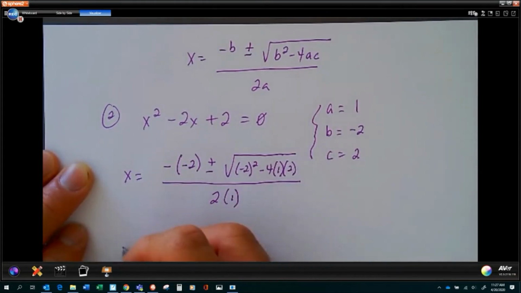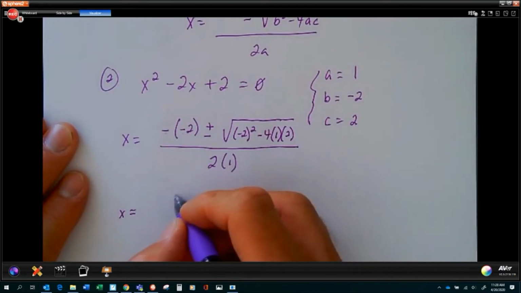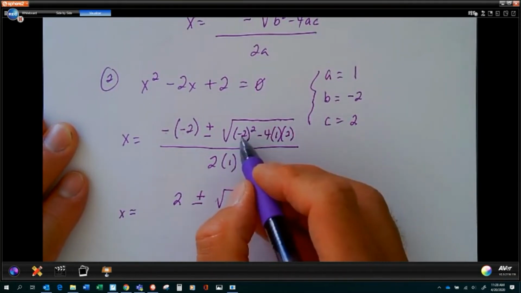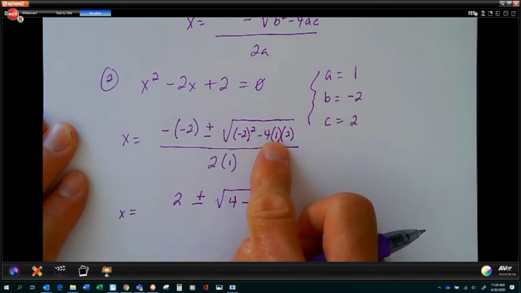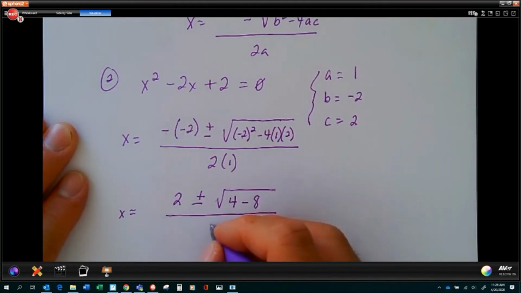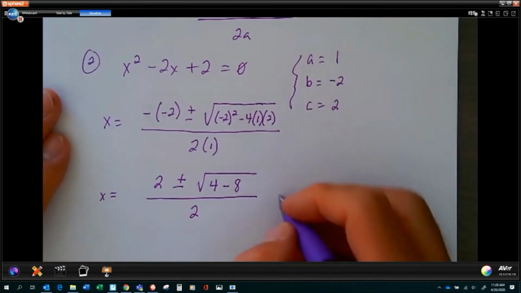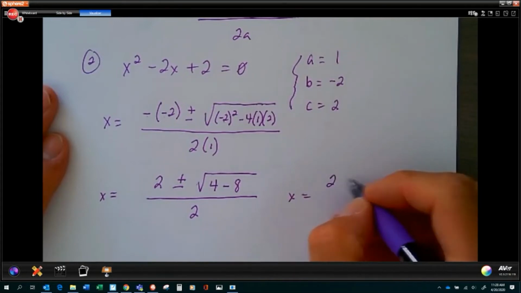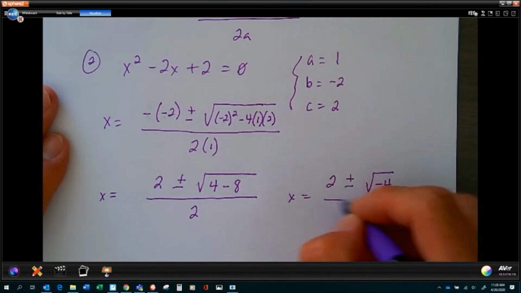So now we simplify our first substitution here. Negative 2 is going to give us a positive 2, plus or minus, again, we have our square root. Negative 2 times negative 2 is going to give us a 4, minus 4 times 1 is 4, and 4 times 2 is 8, all over 2 times 1 is 2. Again, we're going to simplify this here, and I'm going to simplify it over here to my right. 2 plus or minus 4 minus 8 is going to give us a negative 4 over 2.